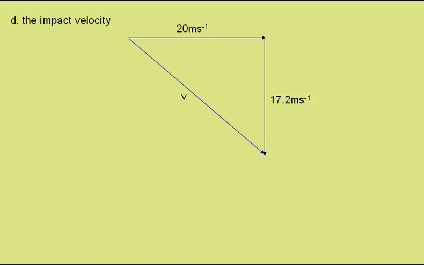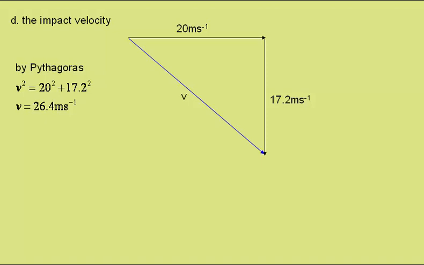This needs to take account of the horizontal and vertical components. So I have a horizontal component of velocity of 20 meters per second, a vertical component I've just found of 17.2 meters per second, and the resultant of those I've called v will be down here. So to find v by Pythagoras, I know that v squared is equal to 20 squared plus 17.2 squared, giving a velocity on impact of 26.4 meters per second.